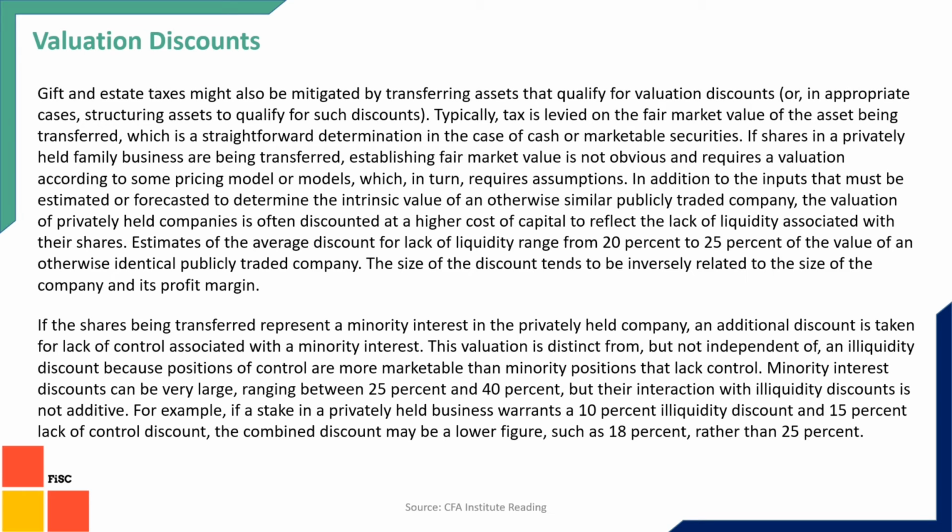Now it is not a simple sum. So for example, in this case, suppose a business person wants to pass on his estate to his son, with a 10% illiquidity discount and a 15% lack of control discount. That means the total discount won't be 25%, but will be 18%. 1 minus d1 into 1 minus d2 is equal to 1 minus d star. D star is the actual discount which will be applied.